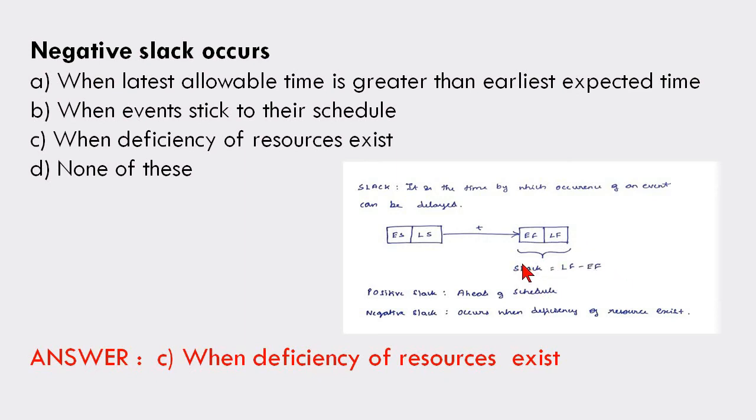Okay, if the slack is positive, that means the project is ahead of schedule. If the slack is negative, because there is some deficiency of resources exist. Okay, so here they have given negative slack, so it occurs when the deficiency of resources exist.